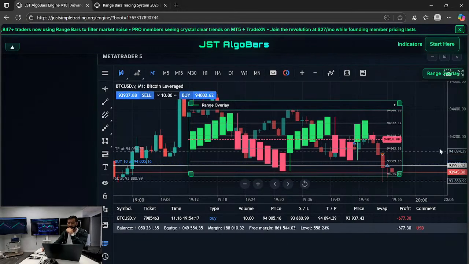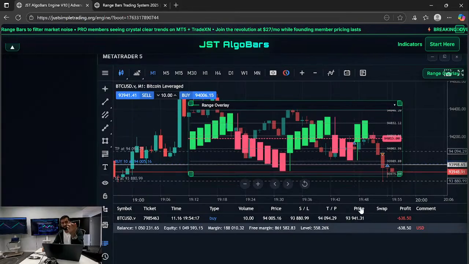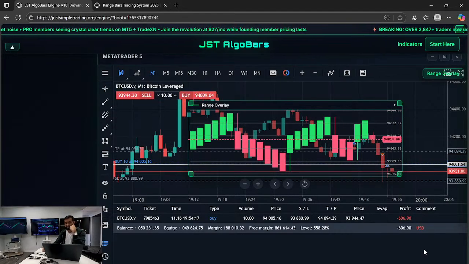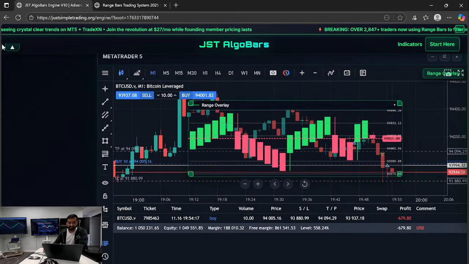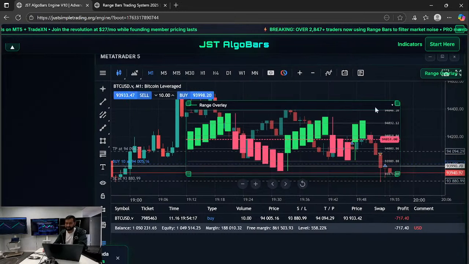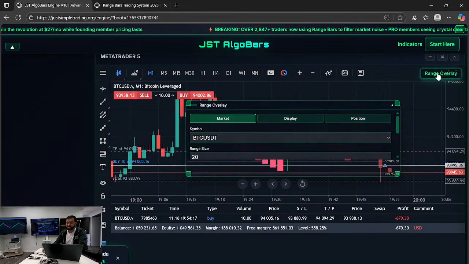So we'll be trading gold, we'll be trading NASDAQ as well throughout the week. But today I'm going to show you guys exactly how we use the range bars overlay. So what is the range bars overlay?